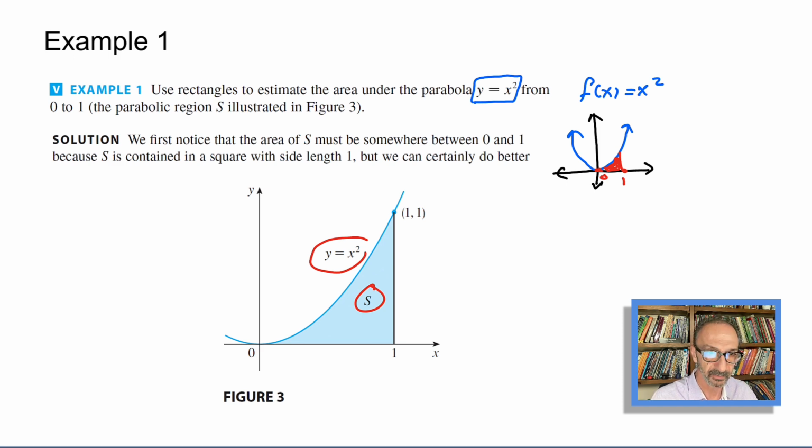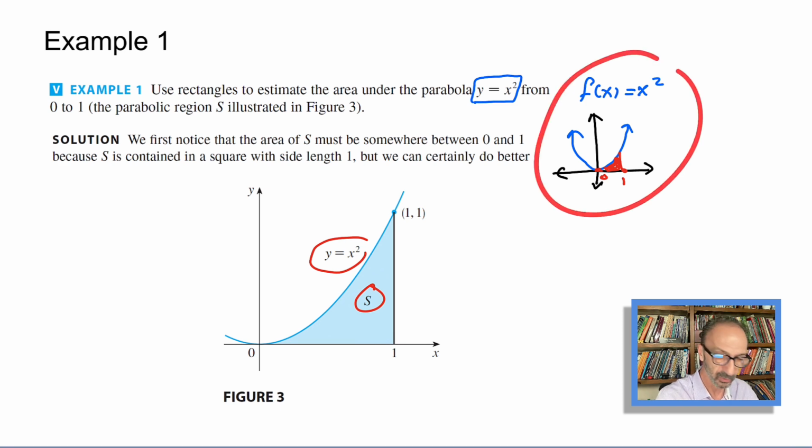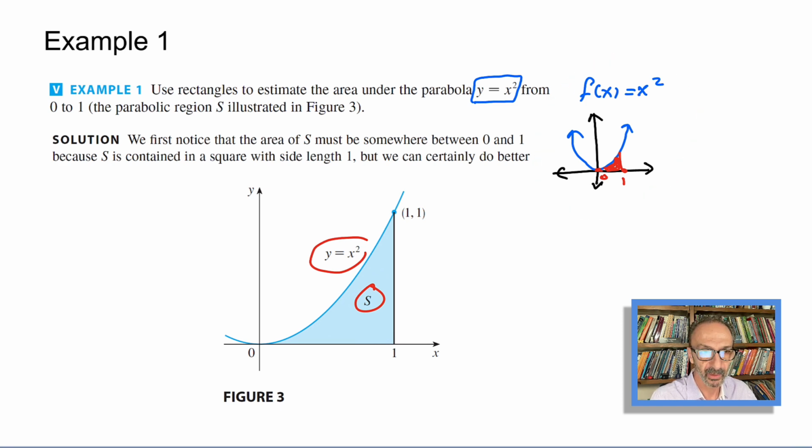Here's example number 1. Use rectangles to estimate the area under the parabola y equals x squared. We know what x squared looks like. From 0 to 1. So if we are focused only from 0 to 1, we're looking at a graph like this.